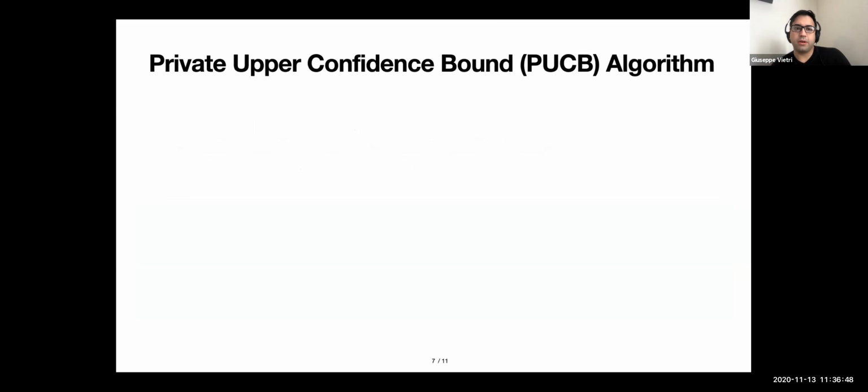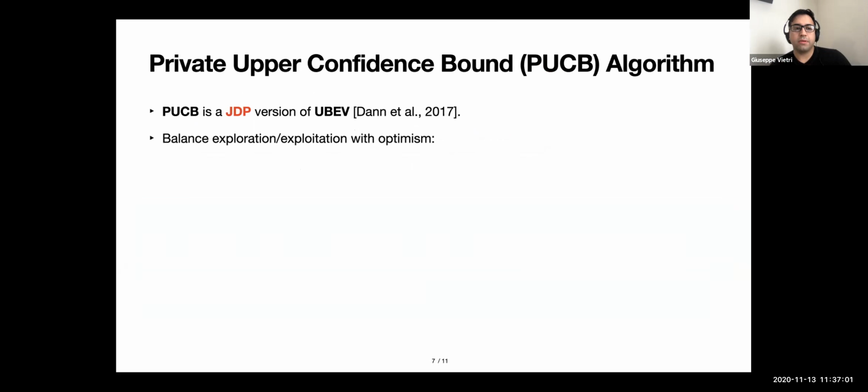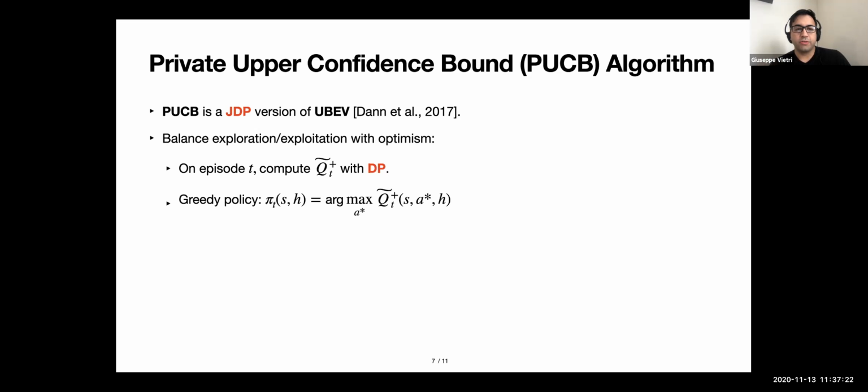Our algorithm is called private upper confidence bound, PUCB. This is a joint differentially private version of the UCBVI algorithm by Azar et al. This algorithm balances exploration and exploitation using optimism, as in the non-private case. That is, on each episode, we construct a Q function with differential privacy, which we denote by tilde for private. Then after we construct this Q function, the agent follows the greedy policy. That is, on each state S, it chooses the action that maximizes the Q function value on that state.